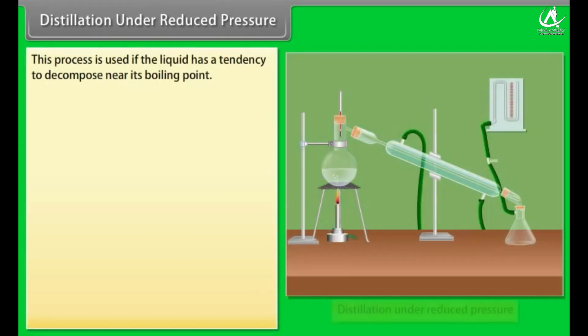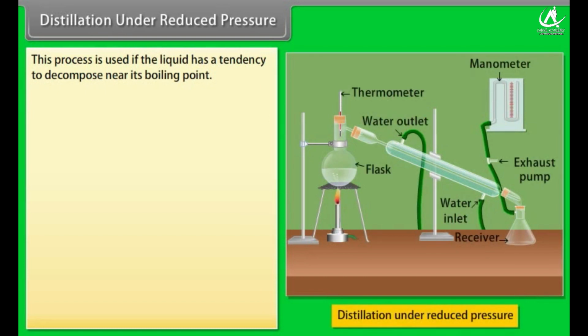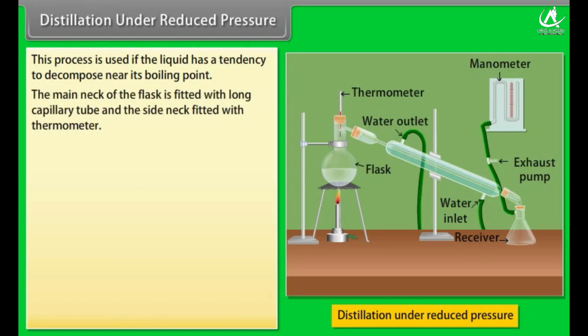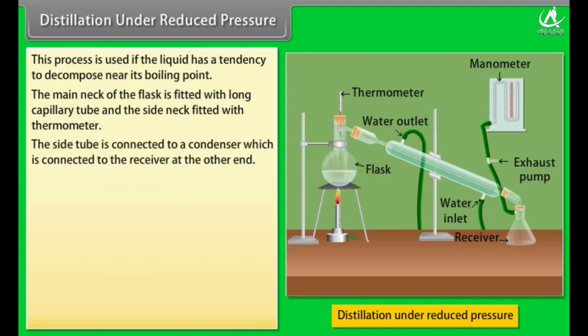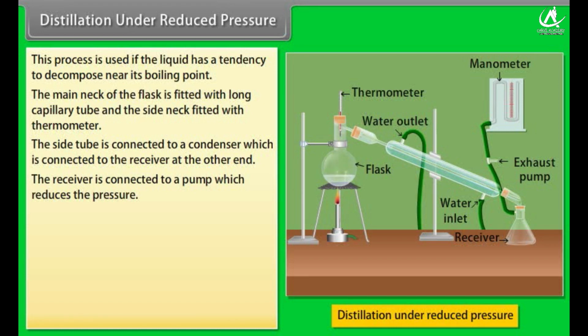Distillation under reduced pressure. This process is used if the liquid has a tendency to decompose near its boiling point. The main neck of the flask is fitted with a long capillary tube and the side neck is fitted with a thermometer. This side tube is connected to a condenser which is connected to the receiver at the other end. The receiver is connected to a pump which reduces the pressure.